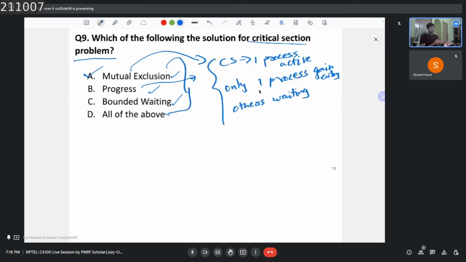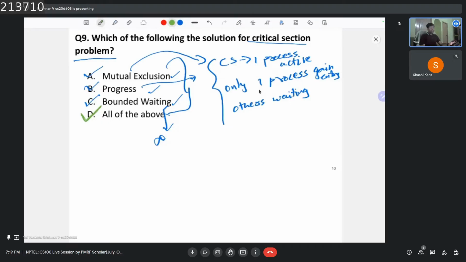So that is the importance of this principle. And the third one, bounded waiting, is, say you have multiple processes waiting in the queue to gain entry into the critical section. The waiting time should be bounded, it should not be infinite. It cannot be a non-deterministic value, it should be a bounded waiting. So all these three put together solve the critical section problem, and are required for it. So the correct option is option D.